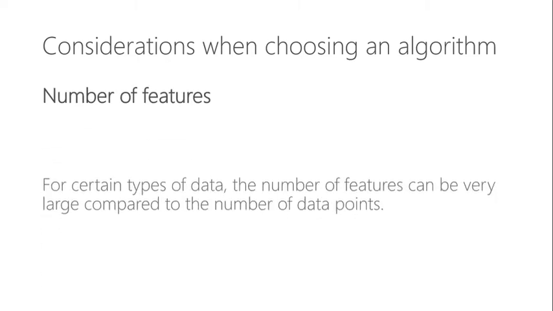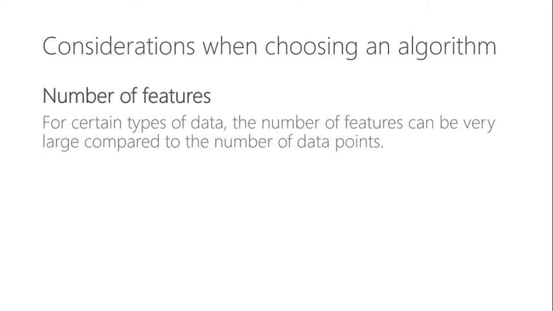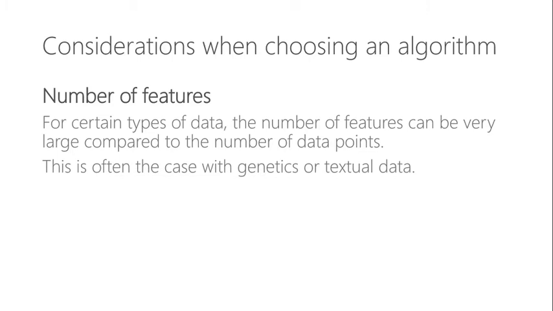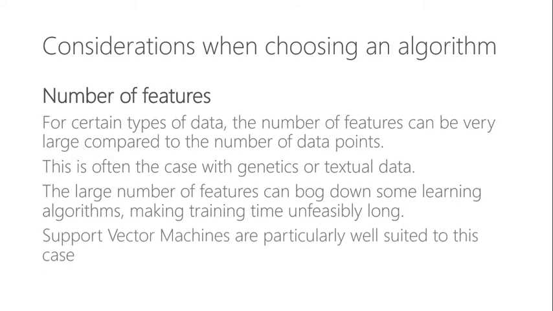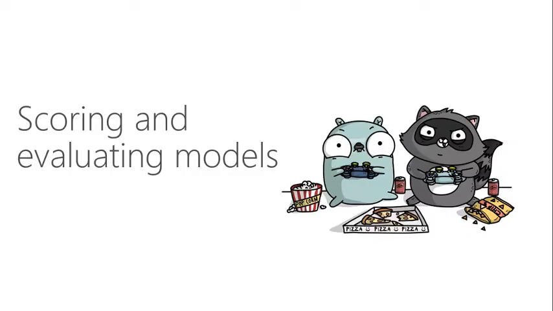Number of features. For certain types of data, the number of features can be very large compared to the number of data points. This is often the case with genetic data. The large number of features can bog down some learning algorithms, making training time unfeasibly long. Support vector machines are particularly well suited to this case.